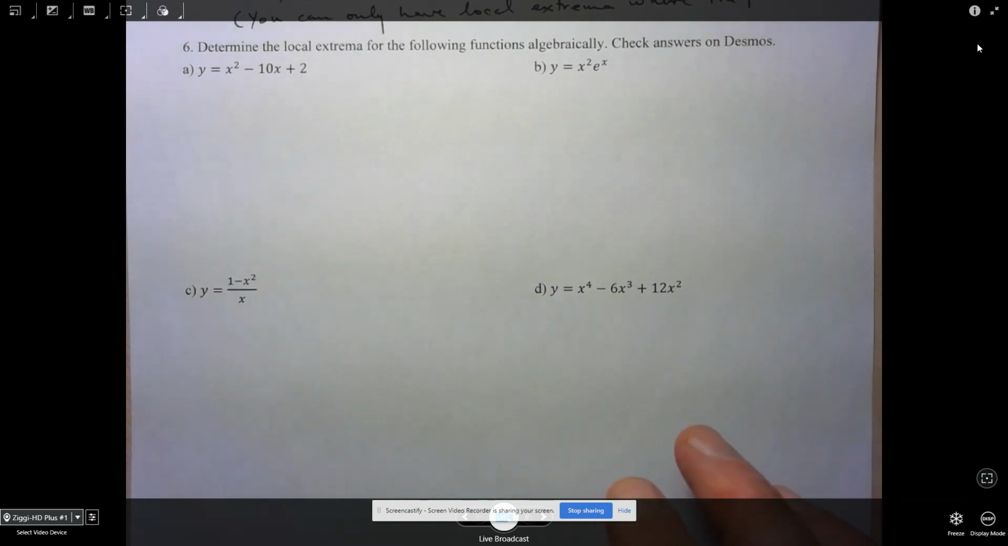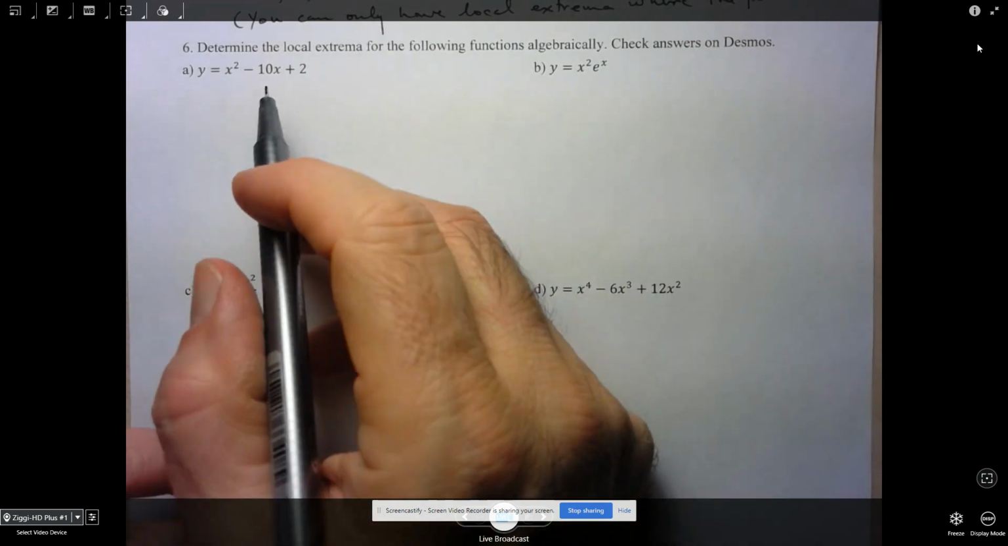Okay, so we're going to take up these questions here that hopefully you've worked on. It asks us to determine the local extrema for the following functions algebraically, and we'll check our answers. And the first one here is just a quadratic.